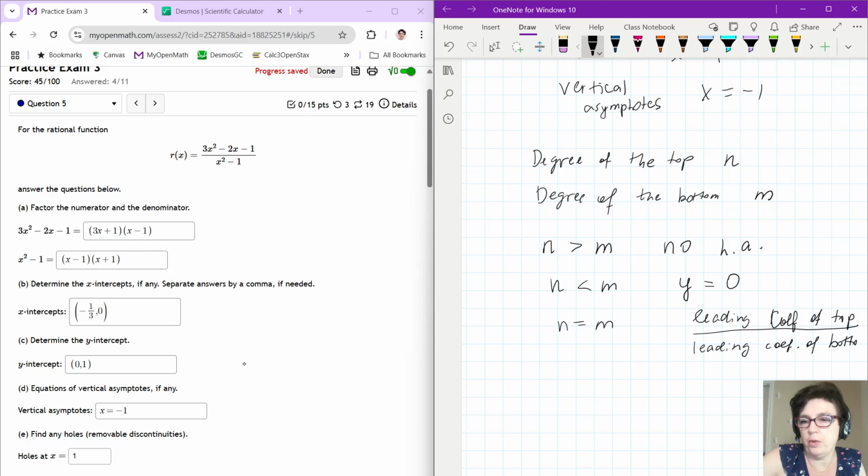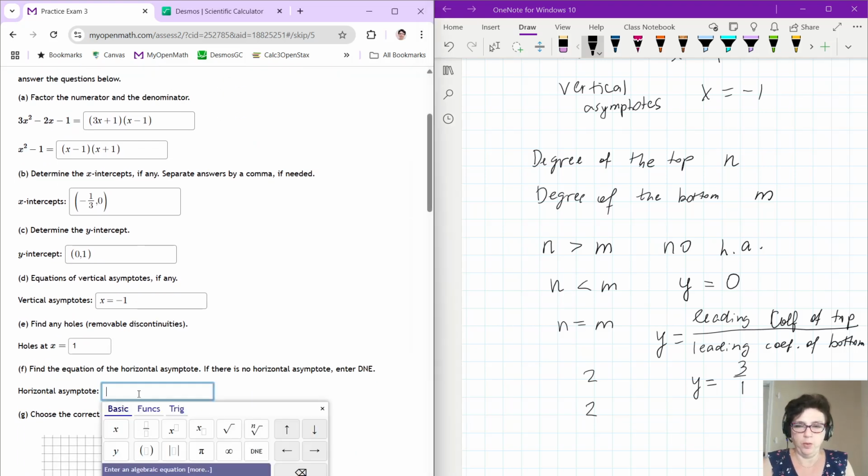Okay, so now let's look at our polynomial. So we see that degree of the top is 2 because that's the highest power that we can see of x, and the degree of the bottom is also 2. And so here we have them the same. So we need to look at the leading coefficient. So 3x squared has a leading coefficient 3. And x squared has a leading coefficient 1. So we just divide one by the other, we would get 3 divided by 1. So this is going to be y equals 3 over 1, which is just 3. So that would be y equals 3.